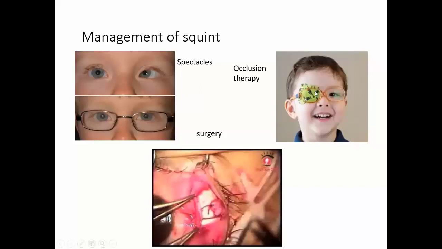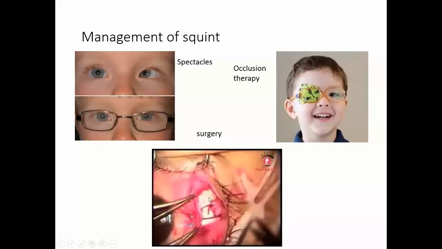The eye that is not good should be forced to work. This can be done with spectacles and a physical occlusion, or sometimes instead of physically occluding this, you can put something like atropine, which dilates the pupil and the vision becomes blurred in that eye. So they have to develop this eye to see better. Right? And in some cases, we had to do surgery.